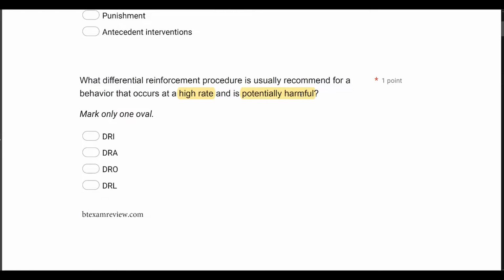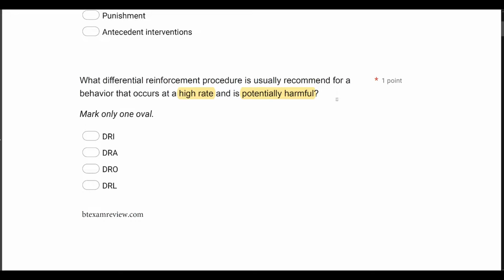Now, let's say it isn't potentially harmful and it's just high rate. The most common one I could think of is screaming. Kids who scream at a very high rate. We're talking constantly throughout the day. Although maybe not harmful, it's still at a high rate. And so what we'll do is whenever they're not screaming, we reinforce.